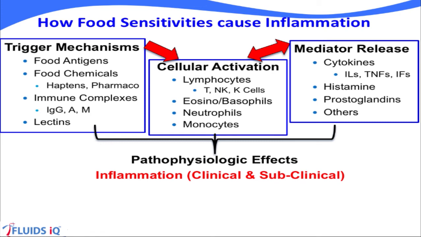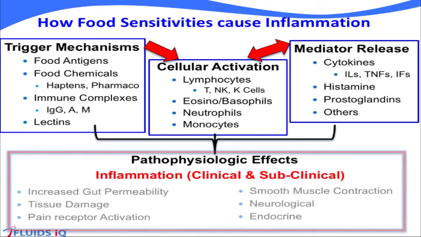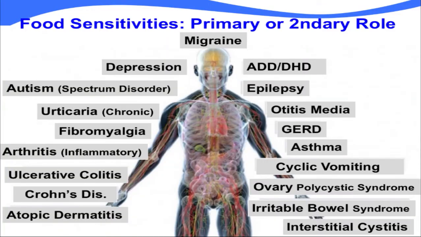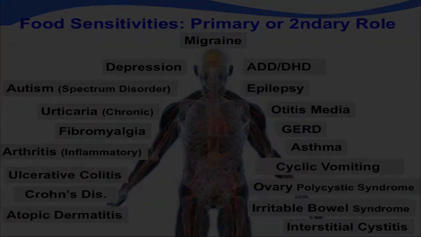And this is key because the mediators, these proteins, the cytokines, histamine, the various prostaglandins, and others, are really what then are responsible for the pathophysiological effect, for the clinical or subclinical inflammatory response, which we all know well: the increased gut permeability, the various types of tissue damage, the pain receptor activation, which will come forth, the smooth muscle contraction, and of course the neurological and endocrine responses. And you then have this tremendous number of effects, which we are not going to go into in detail, but clearly one can see that it runs the gamut from depression right through to arthritic diseases, ulcerative colitis, Crohn's, etc.